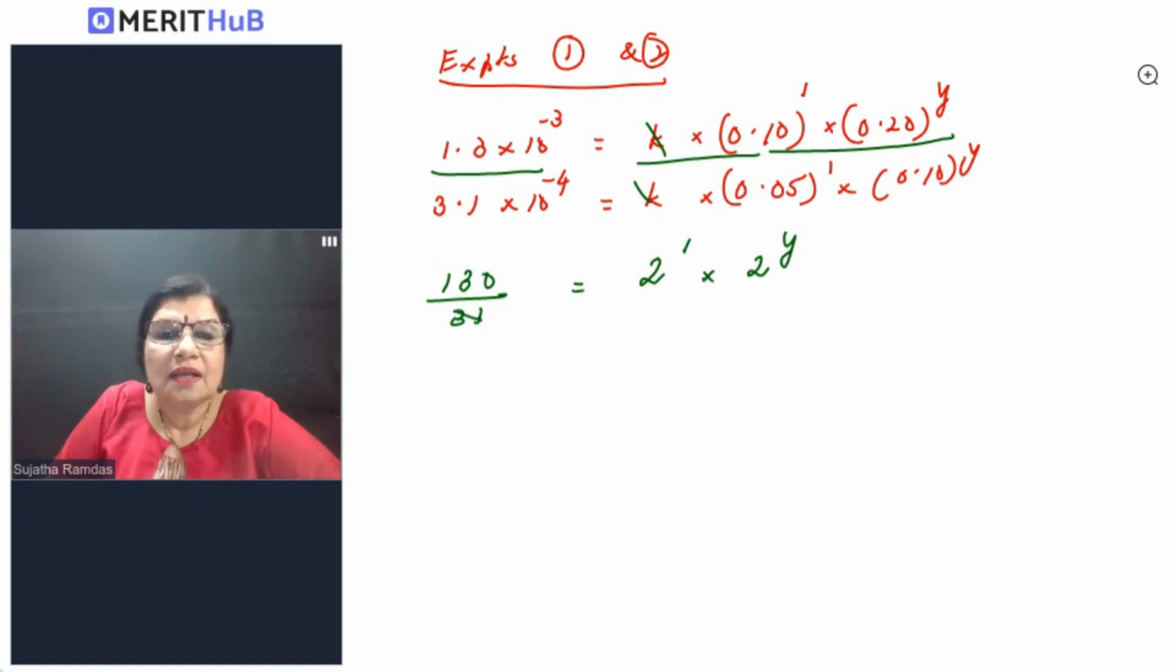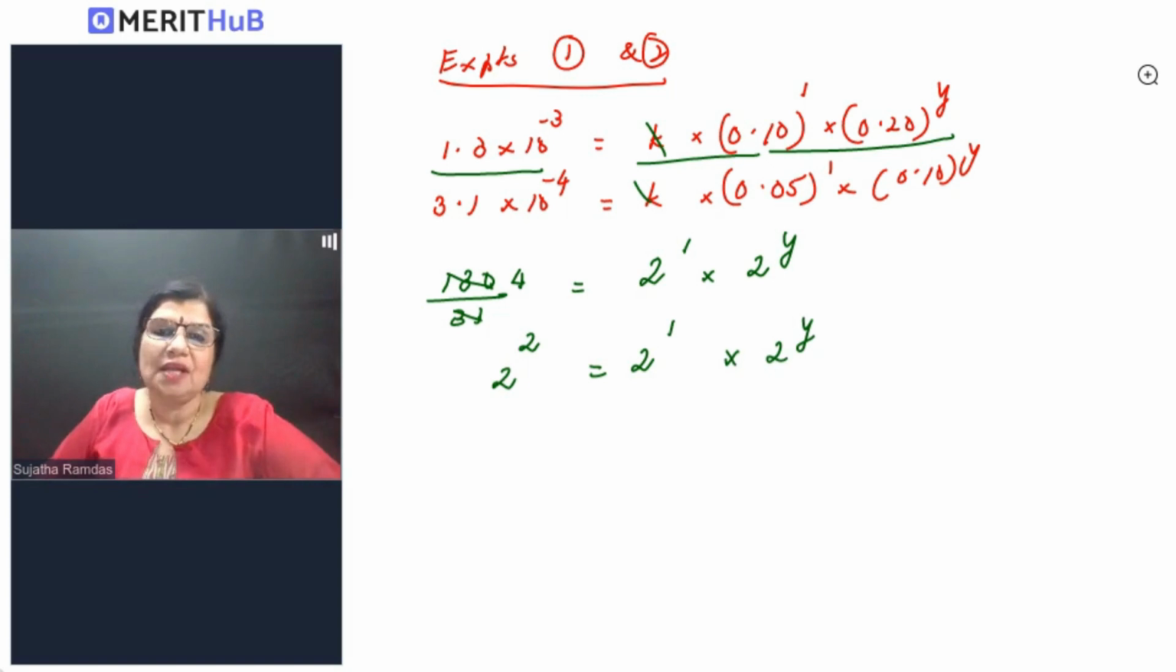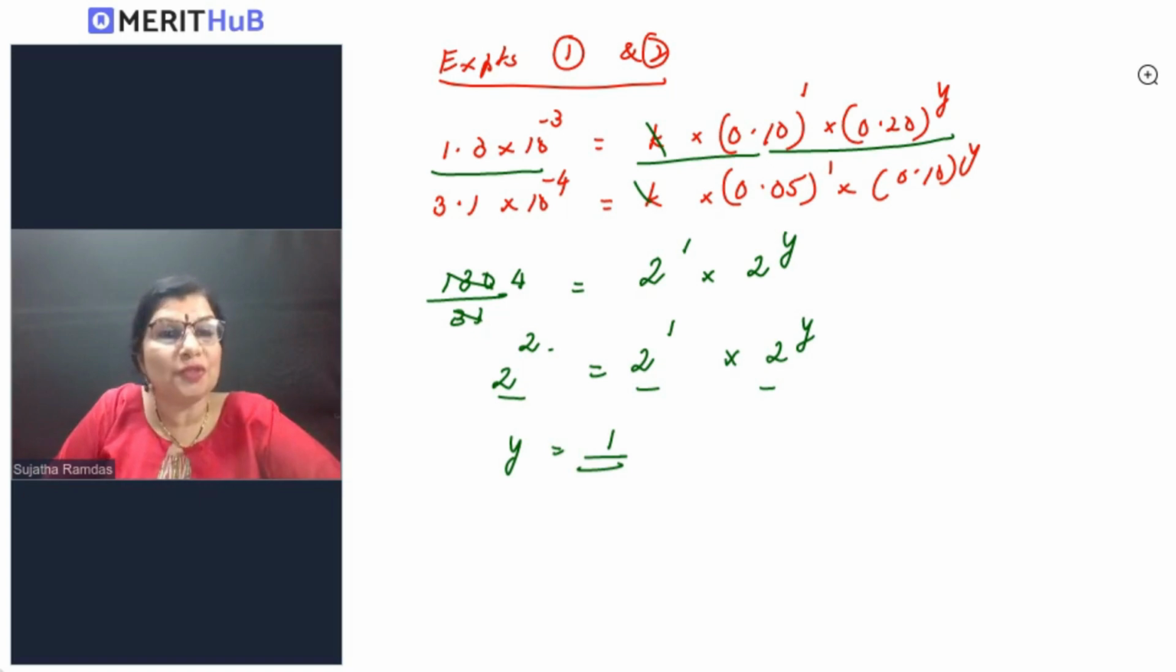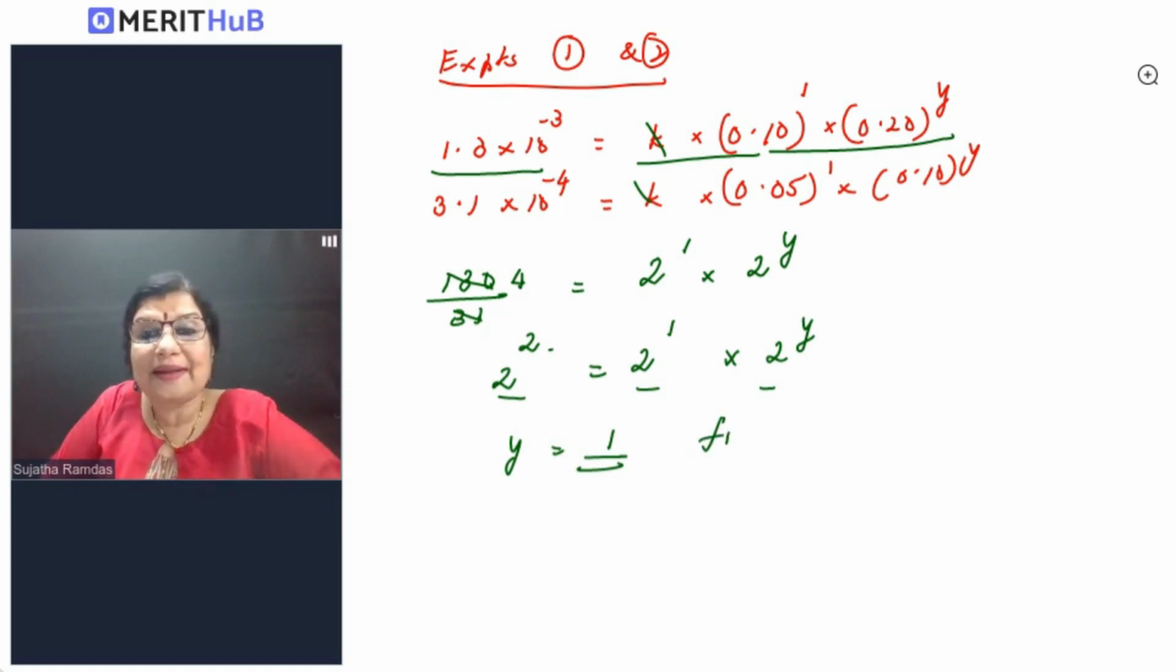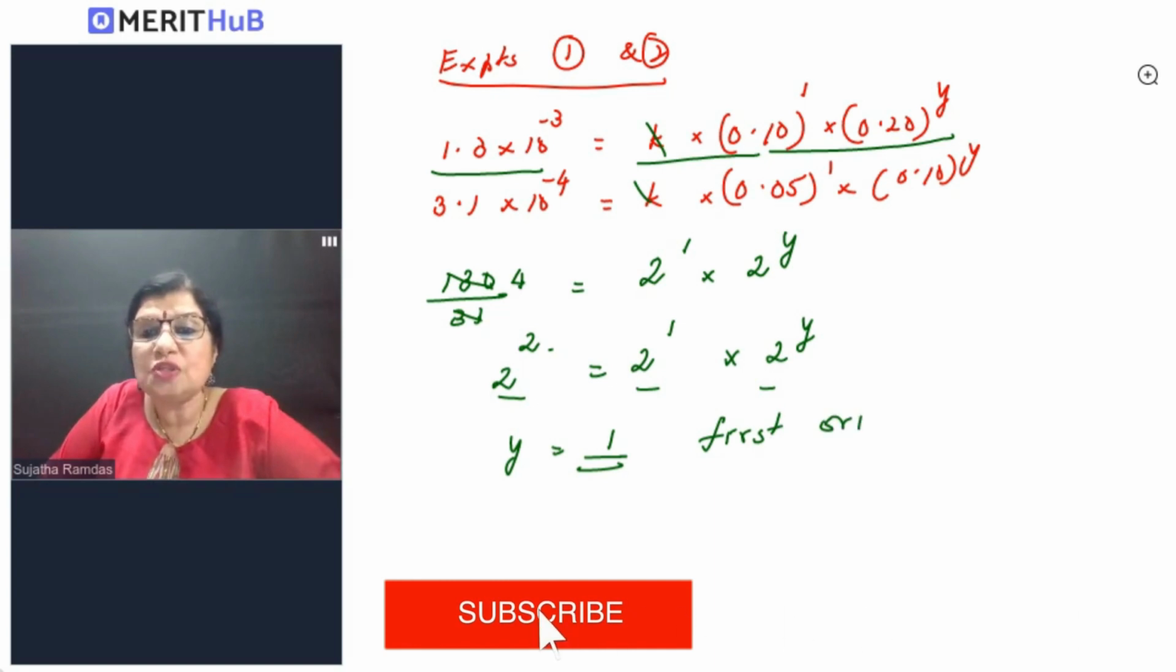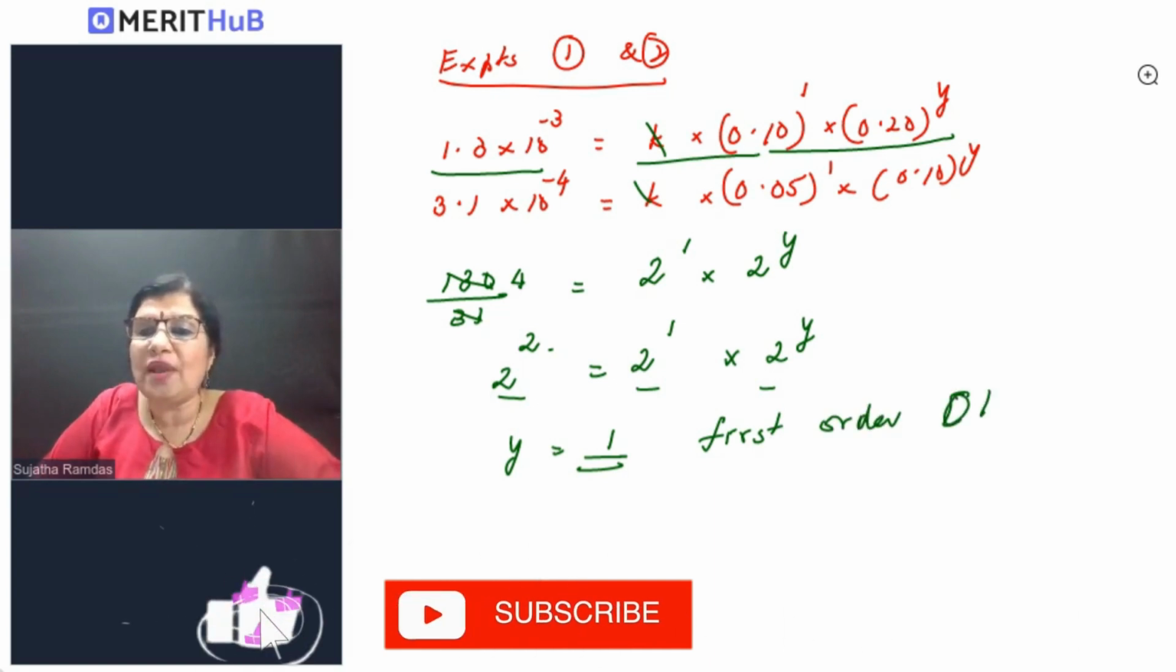Now 31 fours are close to 130. So we get 4 is equal to 2 to the power of 1 into 2 to the power of Y. 4 is nothing but 2 square. That is equal to 2 to the power of 1 into 2 to the power of Y. So the bases are the same. So what is Y equal to? Y will be equal to 1. Correct? 2 minus 1, Y is equal to 1. So the order with respect to OH minus is also first order.